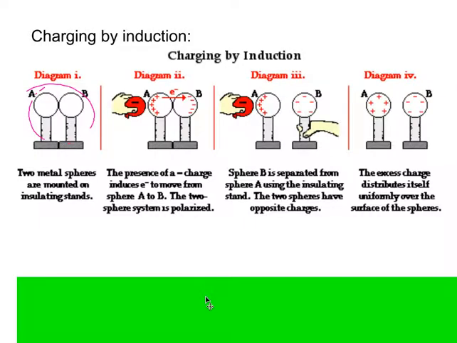Okay, so you start out neutral, and the interesting thing about charging by induction is that the charge on A and the charge on B have to be equal and opposite because they started out as neutral. So however much charge one went up by, the other one had to go down.